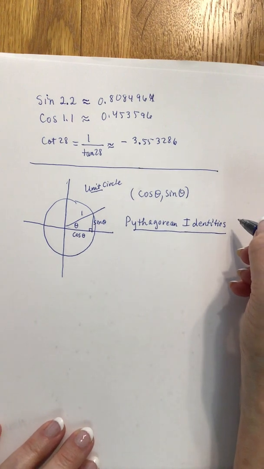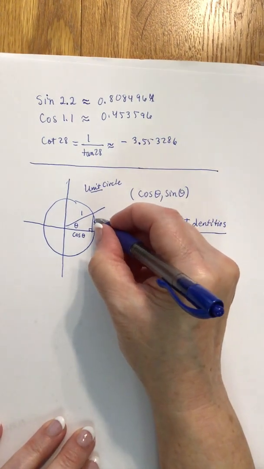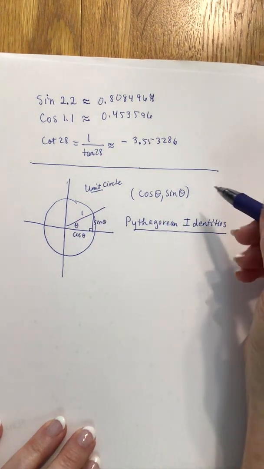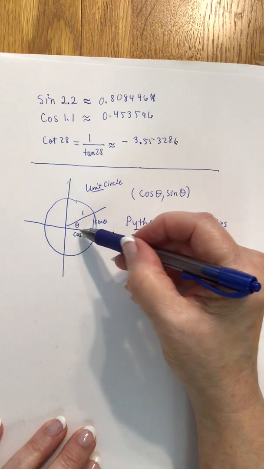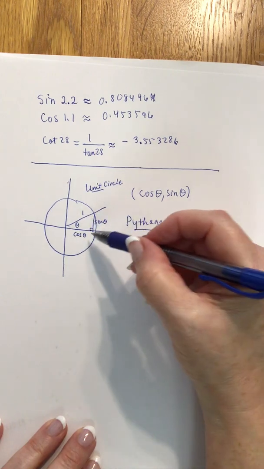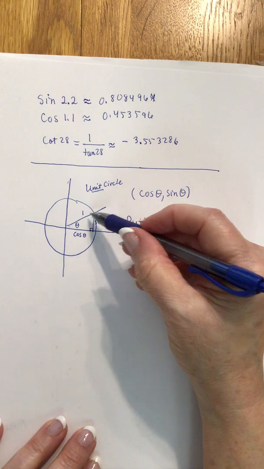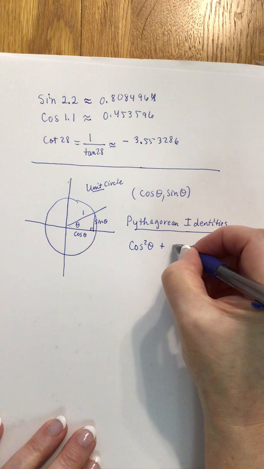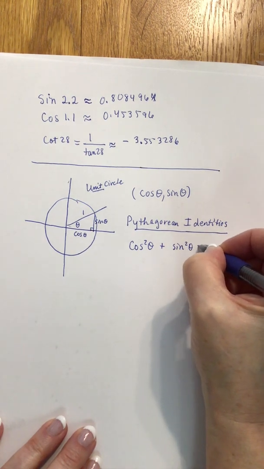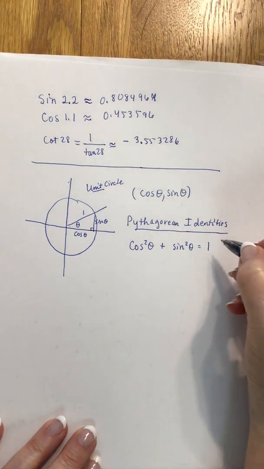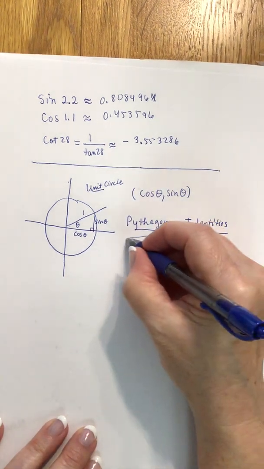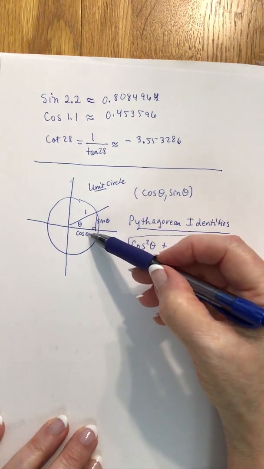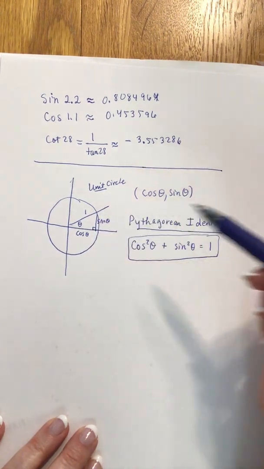Now, with Pythagorean identities, cosine and sine are the legs of a right triangle, and this is the hypotenuse. The Pythagorean theorem says that if I have a right triangle and I know the legs and the hypotenuse, then a squared plus b squared equals c squared is what you're used to saying. We're going to have cosine squared theta plus sine squared theta equals 1 squared, but 1 squared is just 1. So this is my first Pythagorean identity. And where do we get it from? The Pythagorean theorem.